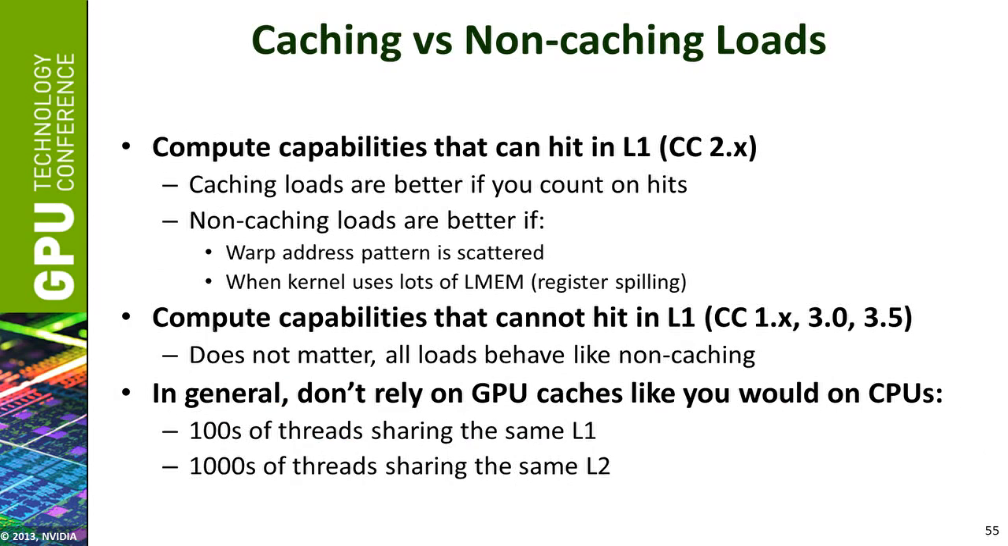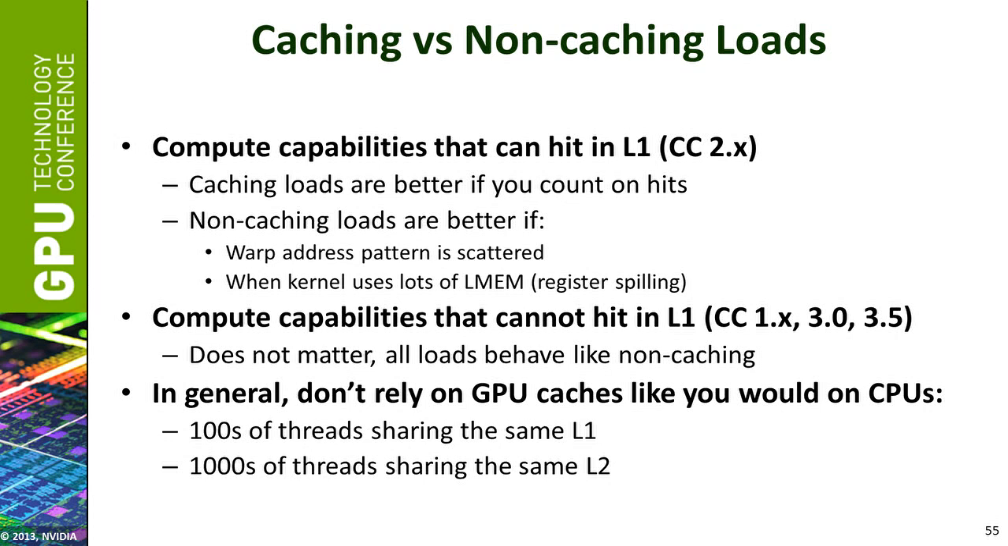Okay, so to summarize, caching versus non-caching loads. There are compute capabilities that can hit an L1 cache, so all the Fermi GPUs, compute capability 2.0, 2.1, 2.3, and so on. In those cases, caching loads are better if you are really counting on hits for performance. In general, I would discourage you from that in the long term as well. Non-caching loads are better if you have scattered access patterns, because in many cases, you'll be wasting less memory bandwidth. Also, whenever a kernel uses a lot of local memory, so if the compiler runs out of registers, it has to start backing them into DRAM, which the compiler calls local memory. Now, those writes and reads are cached in the L1.